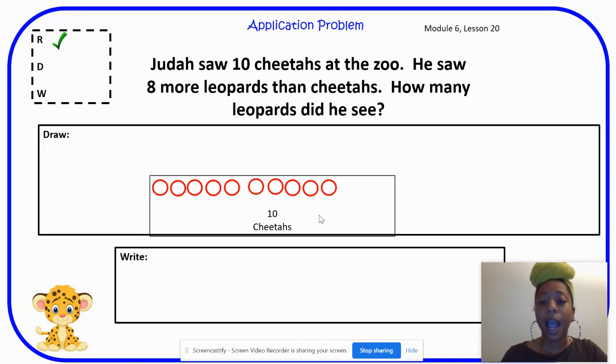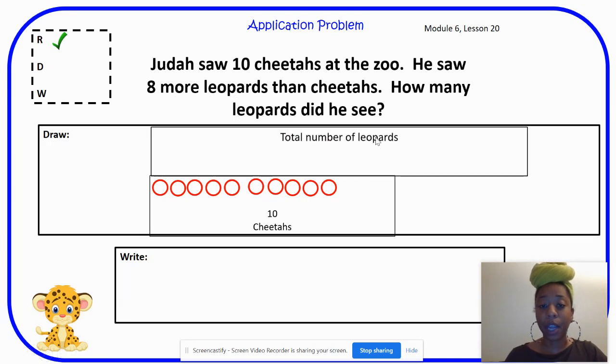Let's keep reading. How many leopards did he see? Okay, the question's asking us how many leopards he saw. Did he see more leopards or more cheetahs? The story says he saw more leopards. So leopards is going to be our whole because it's the biggest number. How many more leopards did he see? 8 more. Okay, let's draw out our part so that we can figure out what the whole is.